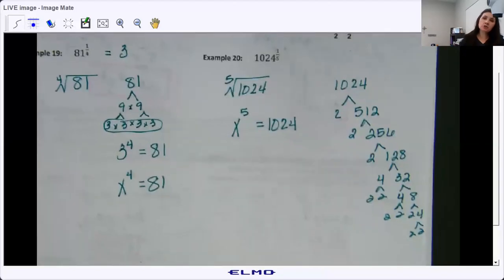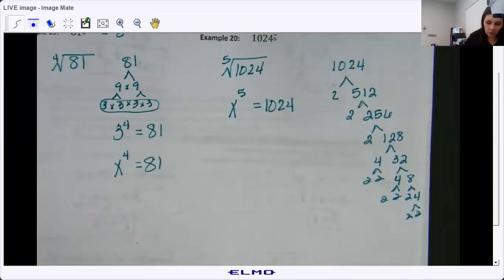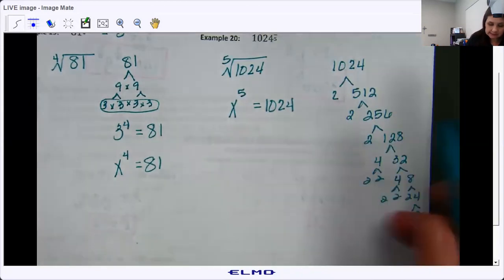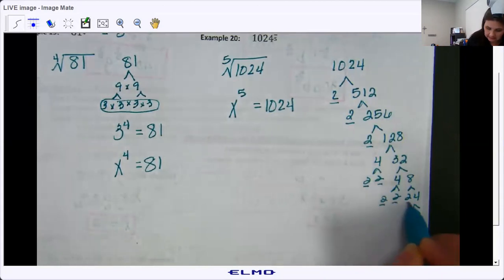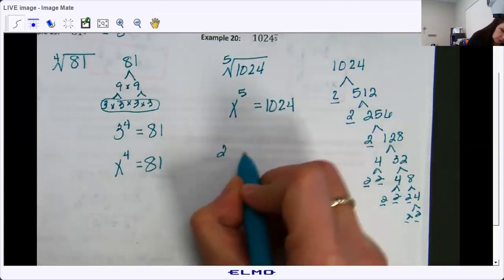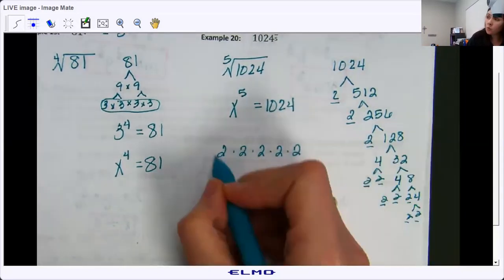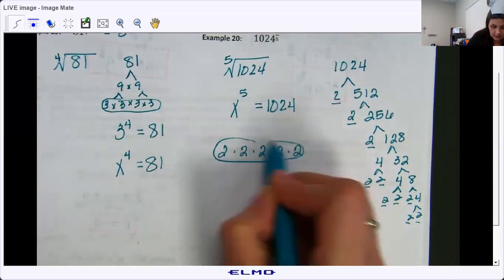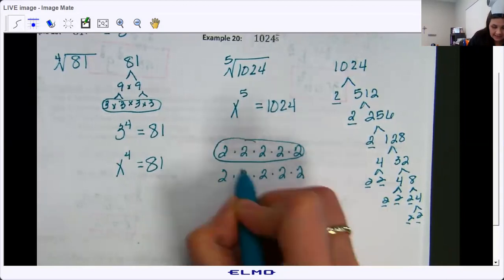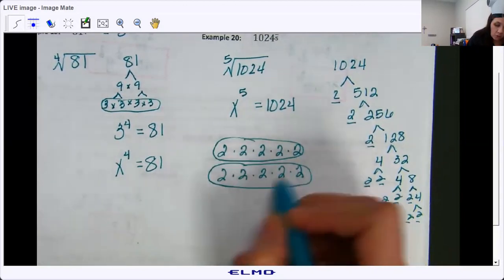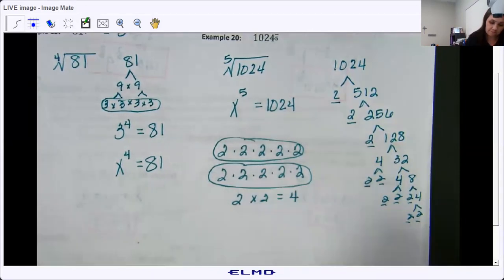Okay, so after I factor 1024, I end up with all of these 2s. So one way that helps me, because this is a little bit of a mess, is I count up my 2s. 1, 2, 3, 4, 5, 6, 7, 8, 9, 10. So 2 times 2 times 2 times 2 times 2, that's one set of 5. And then 2 times 2 times 2 times 2 times 2, that's another set of 5. So it's actually 2 times 2, which is 4.